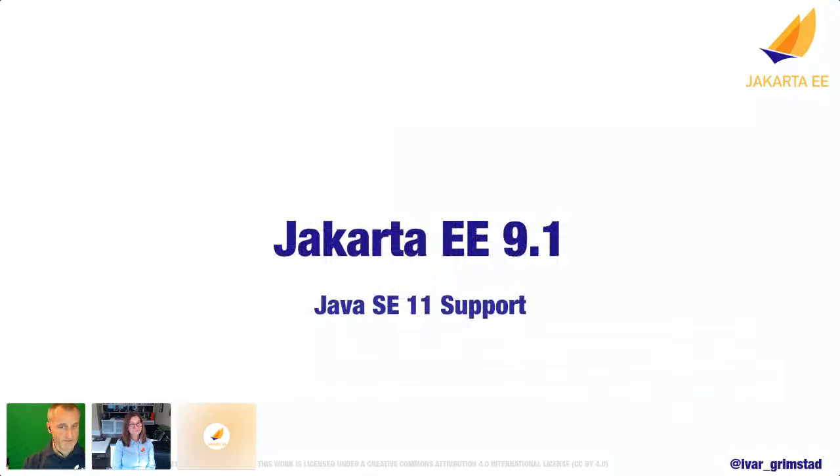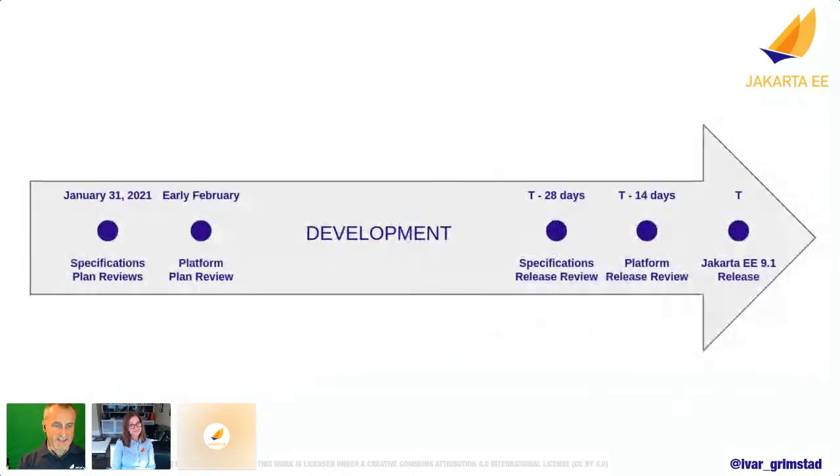So JakartaEE 9.1. So we're moving already. We just released 9, and now you're moving forward. Oh yes, we are. We're working on adding Java SE 11 support to 9.1. The timeline is not final yet, but by end of January, early February, we should have a plan ready for when we can release 9.1. And it looks like it could be sometime in this quarter. So end of March, beginning of April. Sometime around there is something we are aiming for.